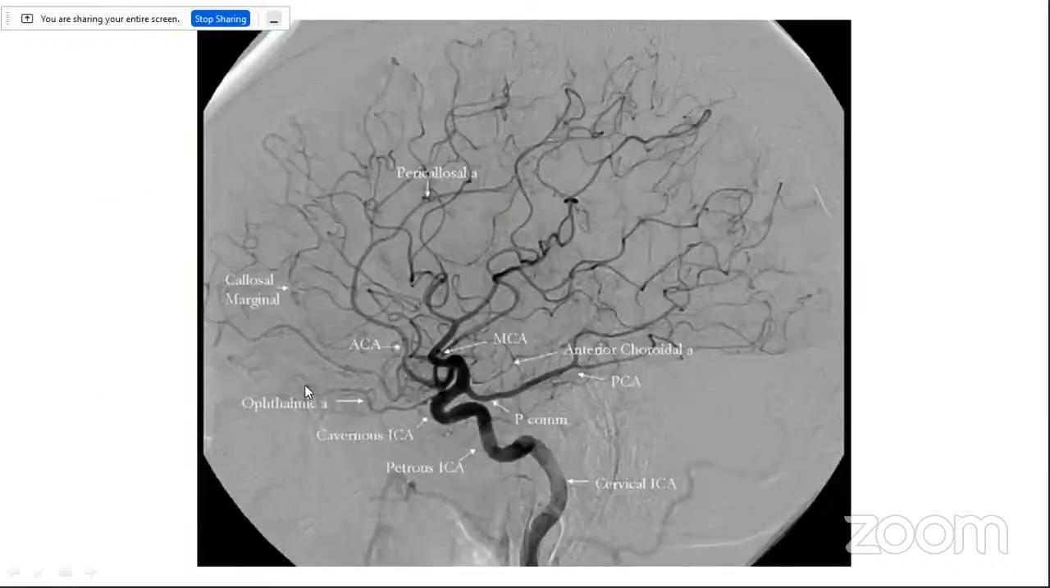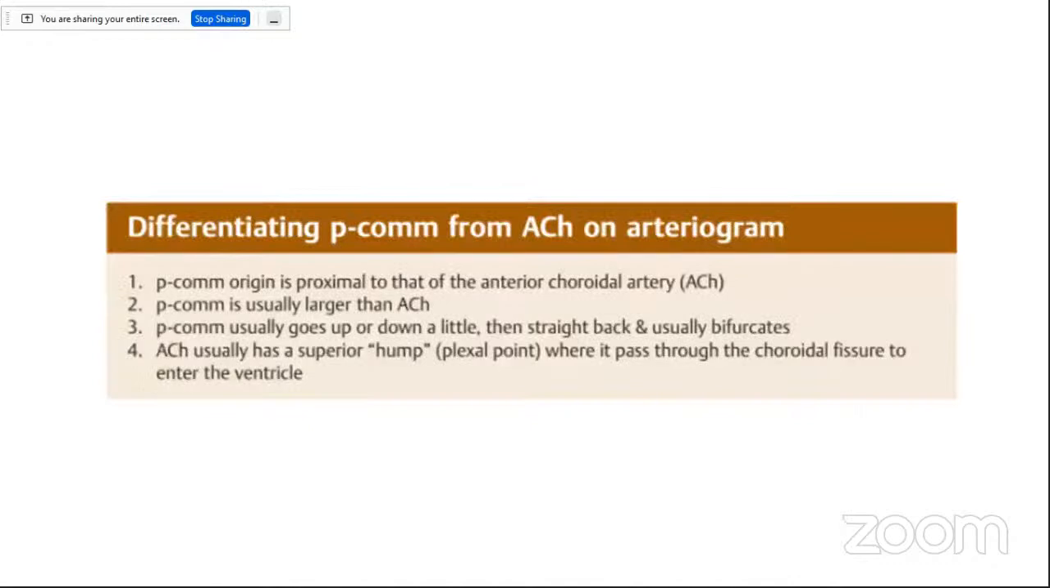So if we see these points here, the PCOM is usually proximal. The PCOM usually has a straight course, and then it bifurcates into 2 mostly. Whereas if we see the anterior choroidal, it has a distal origin as compared to the PCOM. It has a hump, which can be seen here, where it enters into the temporal horn of the lateral ventricle at the plexal point. Okay, so this was the differentiation between the PCOM and the anterior choroidal.